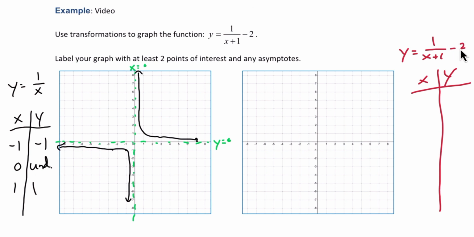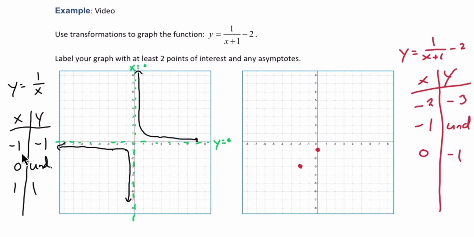So again, the -2 is logical. It's affecting the y values in a logical way. So we're going to subtract 2 on each of the y values. So we get a -3 and a -1. This part's still going to be undefined. And then the x values, we're subtracting 1 on the x's. So the x's become -2, -1, and 0. So we have -2, -3. We have 0, -1.